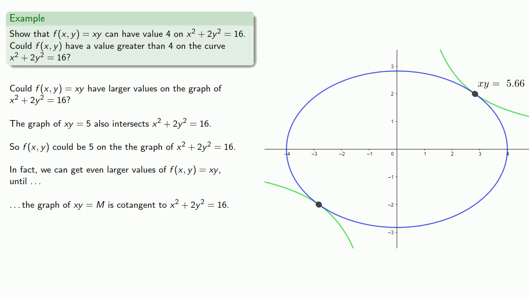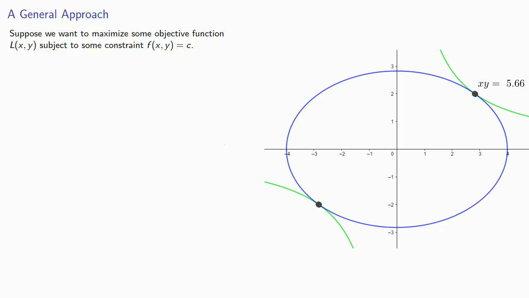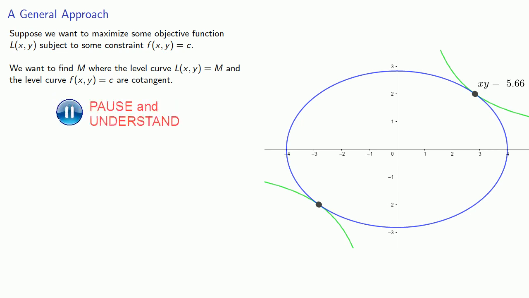This suggests an important general approach. Suppose we want to maximize some objective function, L of x y, subject to some constraint, f of x y equals c. We want to find a value of m where the level curve L of x y equals m and the level curve f of x y equals c are cotangent. And except for the appropriate adjustment to what we mean by tangent, this approach also works if we have functions of 3, 4, or 5,000 variables.